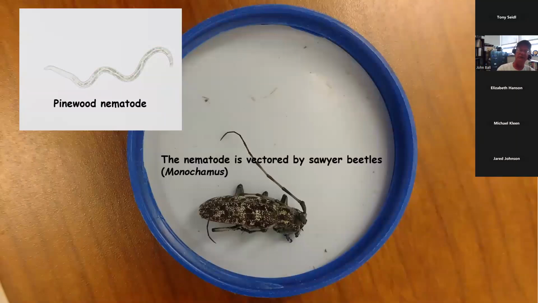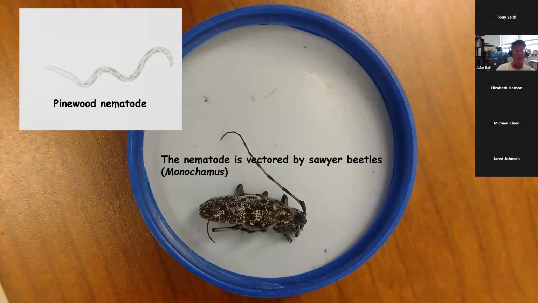But as I mentioned, it's vectored by a Sawyer beetle. Now, what's interesting is right now, the Sawyer beetles that are becoming adults actually release a chemical that attracts the nematodes to them. Isn't that amazing? It's like calling for a flight. Okay, gate 12, everybody. It's leaving. And the nematodes will hop on.